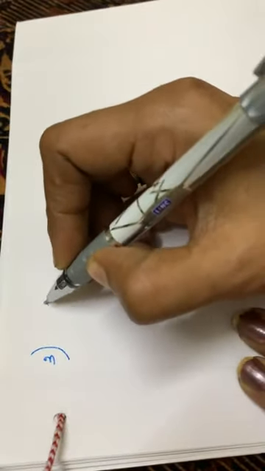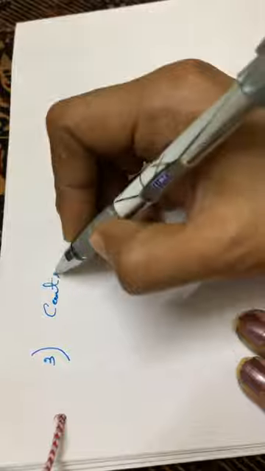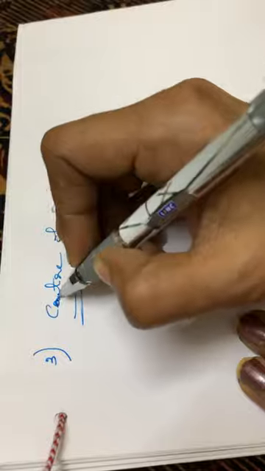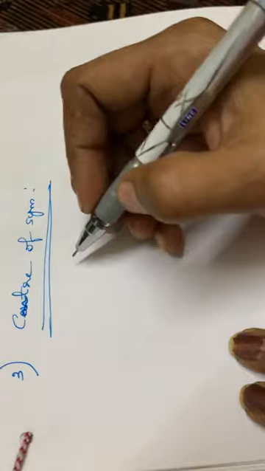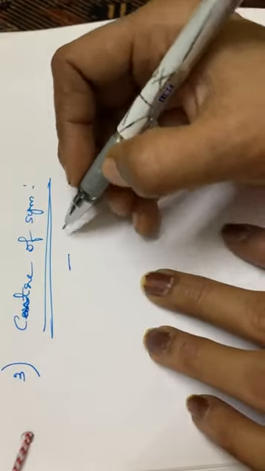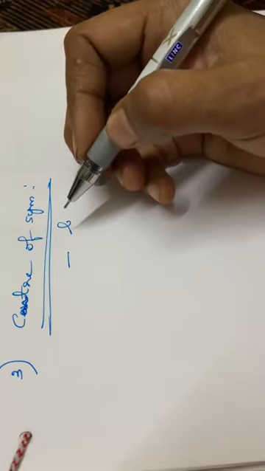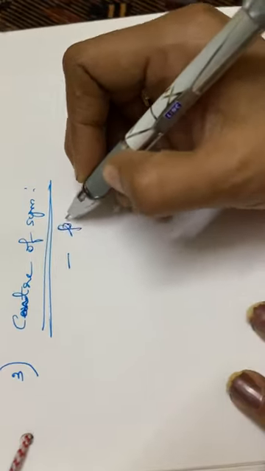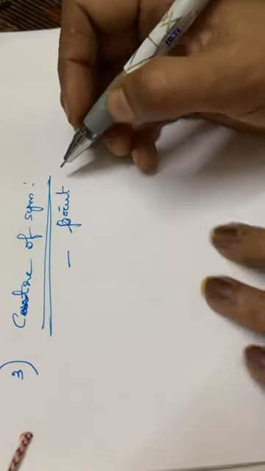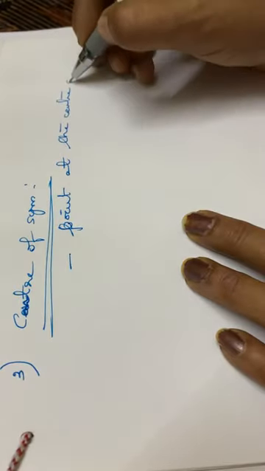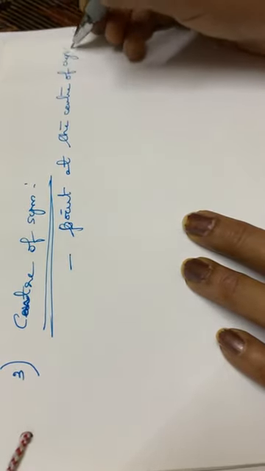Then the next one, the third element of symmetry, is the center of symmetry. The center of symmetry means it is a point. Center means it is a point. It is a point at the center of the crystal. That is the first point to be noted.